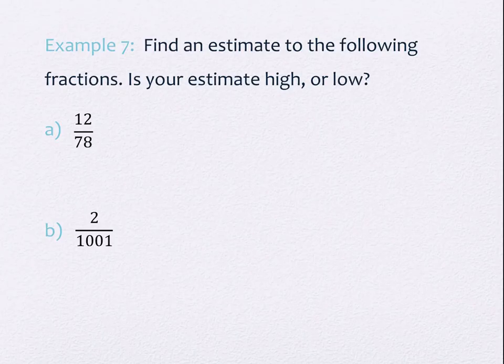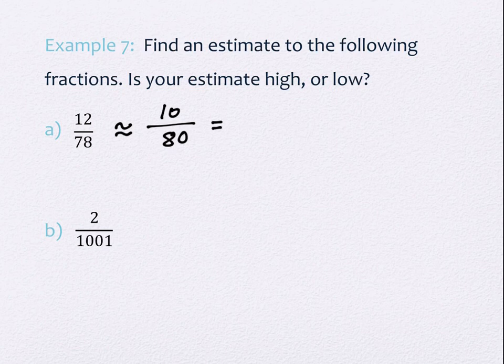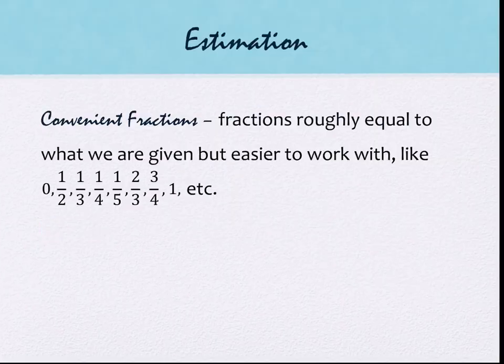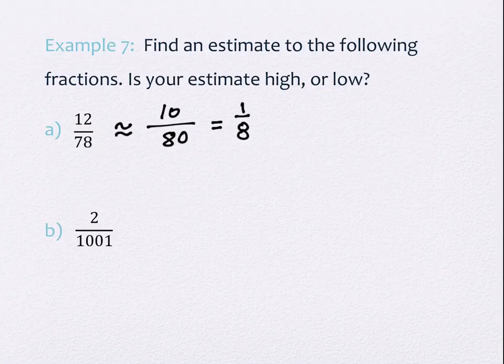For example, the number 12 is really close, honestly, to the number 10, isn't it? It is. And the number 78 is pretty close to the number 80. And if you have 10 over 80, this is actually the same as having 1 over 8, because you can divide them both by 10. 1 over 8 is a pretty convenient fraction. Notice it's not actually on my list, right? But it's a pretty good approximation for this particular problem, and we're not given anything to say we have to choose one of those ones. So this is pretty good.